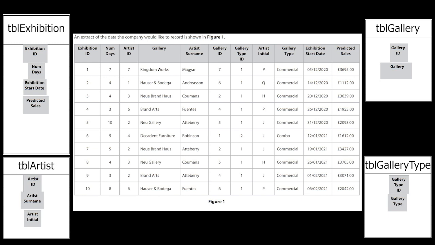We're now going to move on to the foreign keys. Foreign keys are primary keys taken from another table. As you can see from the diagram, we're moving some of the primary keys from gallery, gallery type, and artist into different tables so that we can establish our one-to-many relationships.